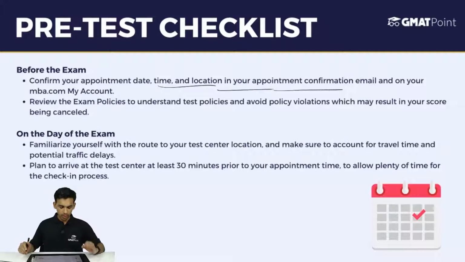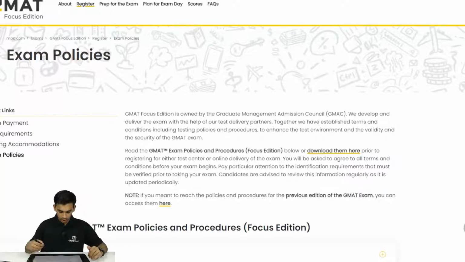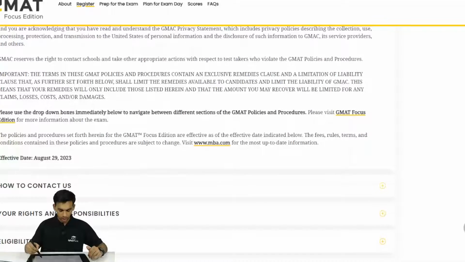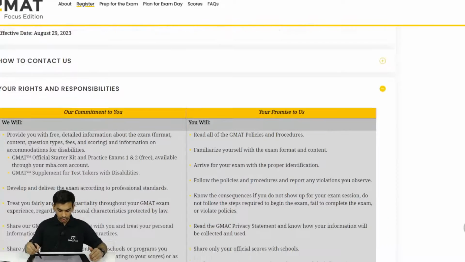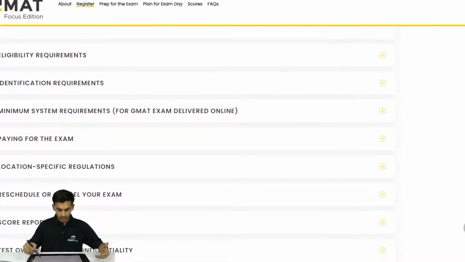That's the first point. Make sure that you review the exam policies and understand the test policies before going forward. You can go to mba.com and I'll share the link in the description or in the I button, whichever is possible. You can check what exam policies you need to follow. Just check the policies and procedures. You can read them, how to contact them if you have any questions, what your rights and responsibilities are when you take a GMAT exam, and the eligibility requirements.